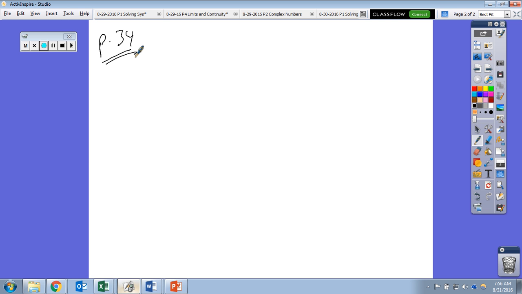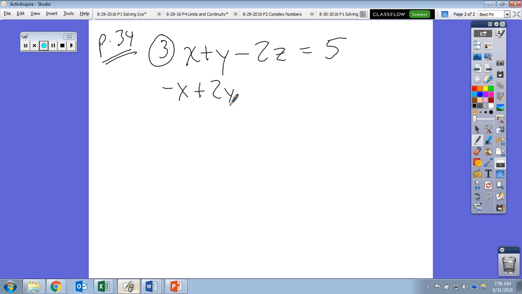Number 3 reads x plus y minus 2z is equal to 5. And we have negative x plus 2y plus z equals 2. And we have 2x plus 3y minus z equals 9.